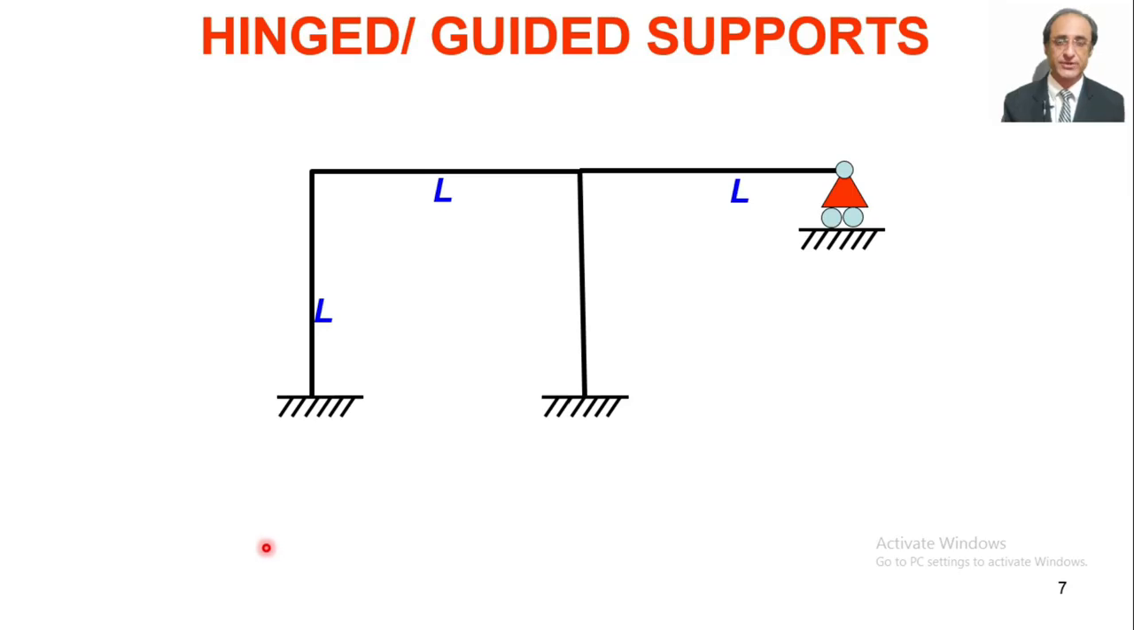Now after thermal effect, the next complication we introduce is the hinge or guided supports. So far we have assumed that all our supports are fixed. Now let us consider this structure where one of the supports is like a roller. So how do we tackle this kind of situation? As we have said before, we have to incorporate this without fundamentally changing our background analysis approach. So let's see how we do it.